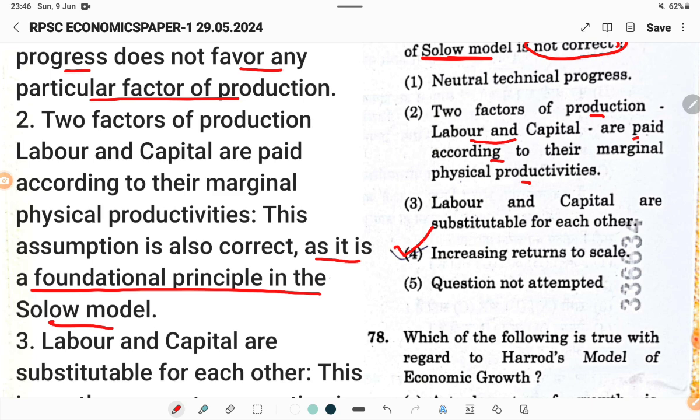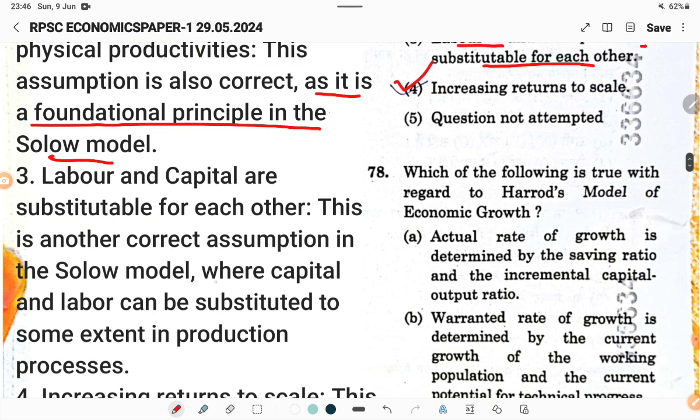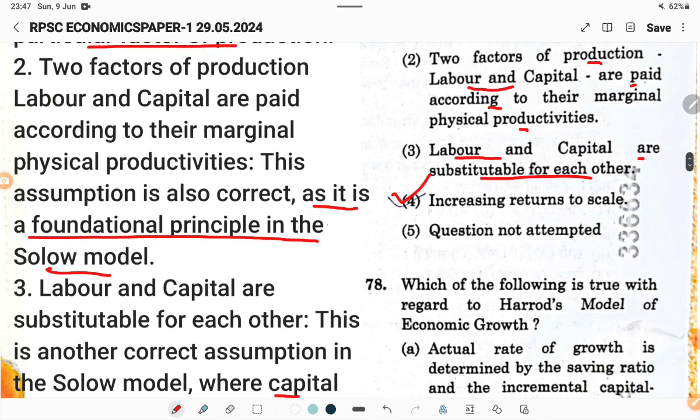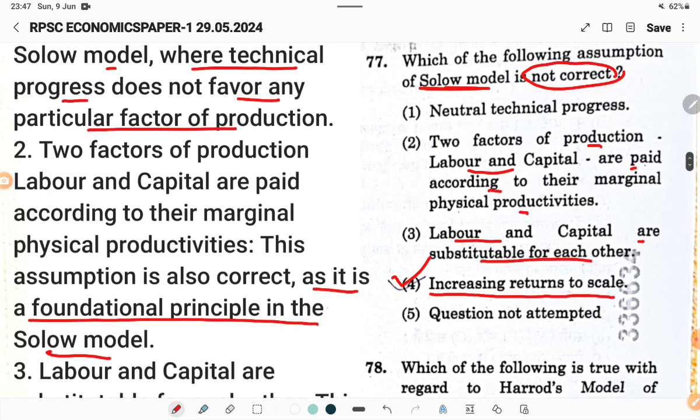And the third one is labor and capital are substitutable for each other. This is another correct assumption in the Solow model, where capital and labor can be substituted to some extent in the production process. And the fourth one is a wrong assumption, because it's about increasing returns to scale, and Solow assumes constant returns to scale.